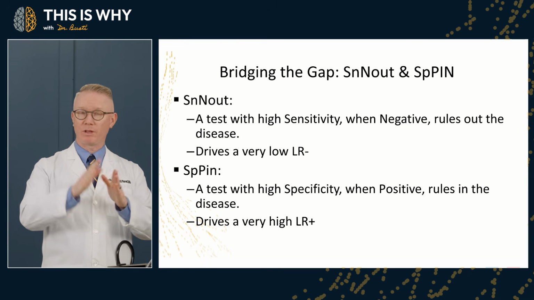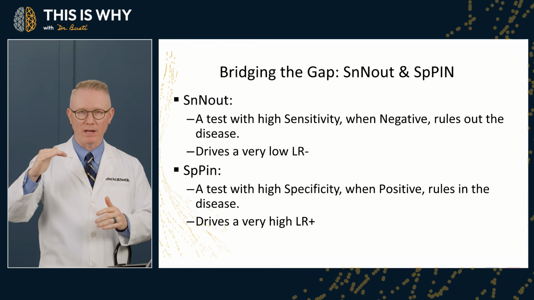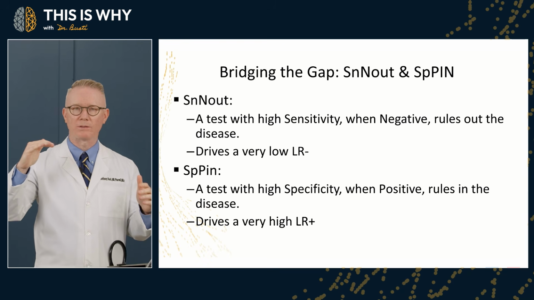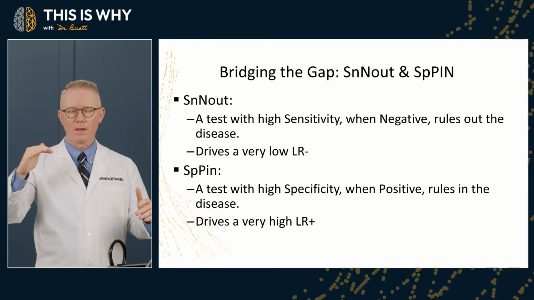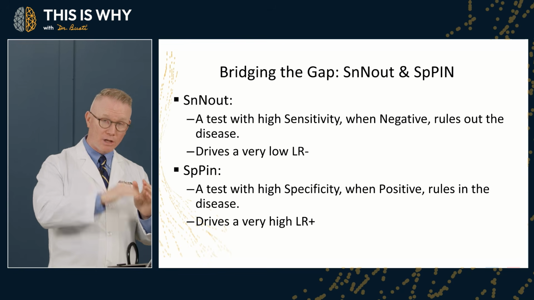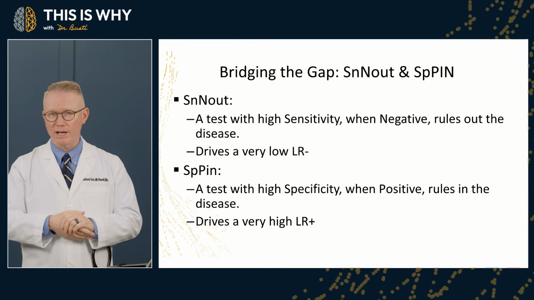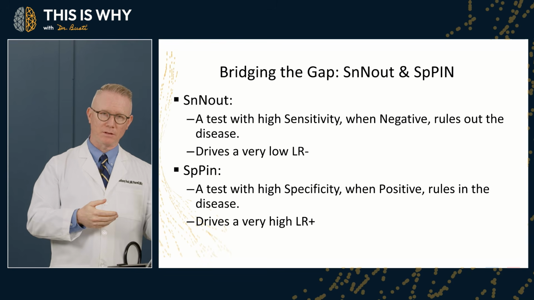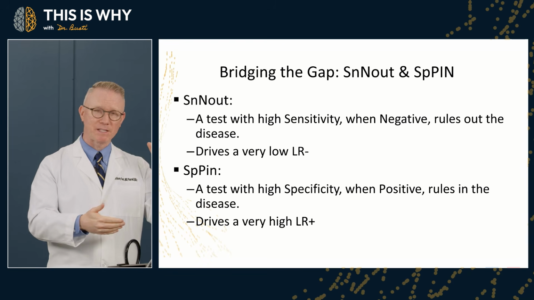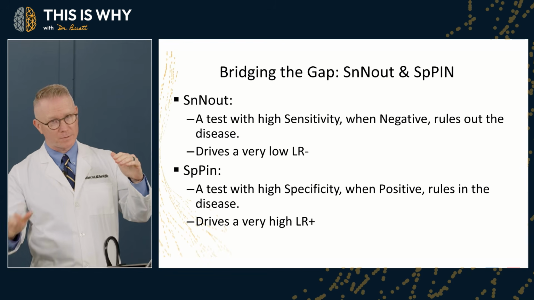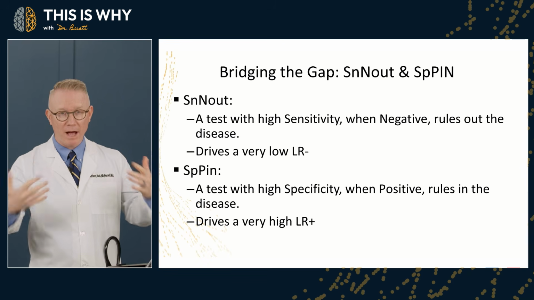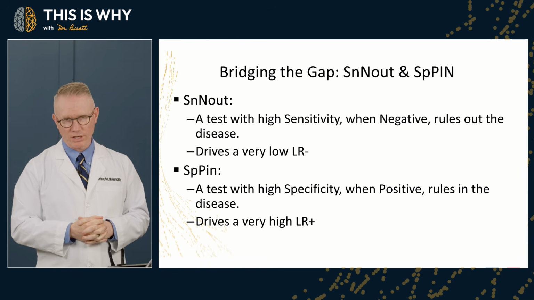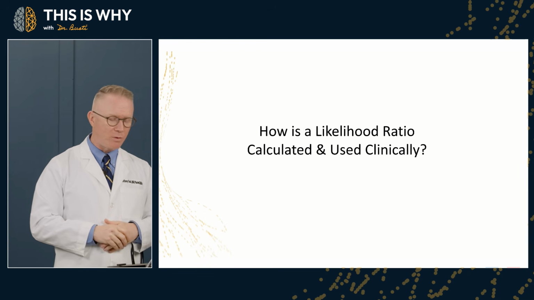Think about a test with a very high sensitivity and a test result that comes back negative. That helps to rule out disease, right? That also drives a very low likelihood ratio. It makes it more negative, okay? How about specificity? Again, ruling in disease. So if you have a high specificity, you have low false positives. So when there is a positive, that helps you to rule in a disease. That drives a very high likelihood ratio. And again, the nomogram will help you see that.